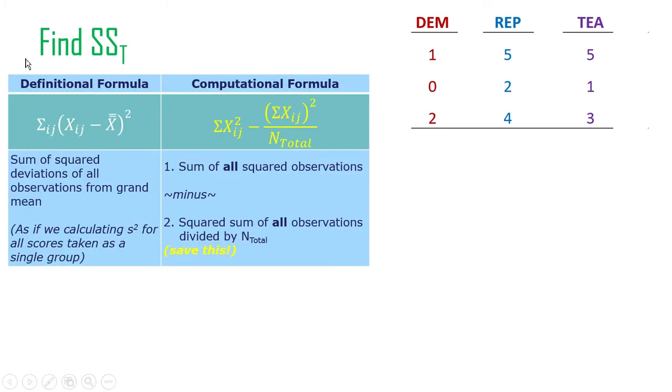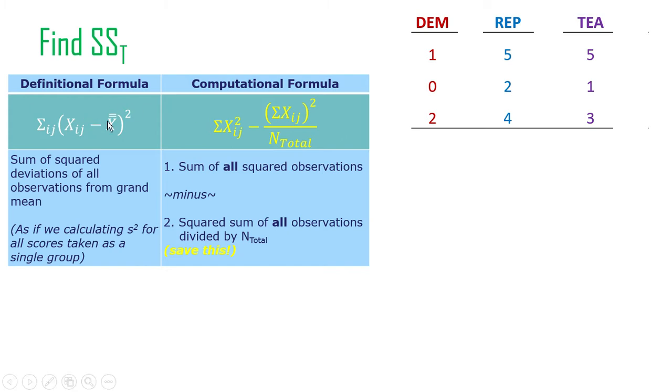So the definitional formula, that's what it is. You're summing across everything. For each observation, you subtract it from the mean of all the observations, you square that. Now, if you took one step further and divided it by n minus 1, then you'd have the variance of everything. You could do that. You could take the degrees of freedom total and divide the sum of squares total by the degrees of freedom total. It's just nobody cares. Yay. That's the variance of everything in the study. If you think about it, you realize that is rarely interesting.